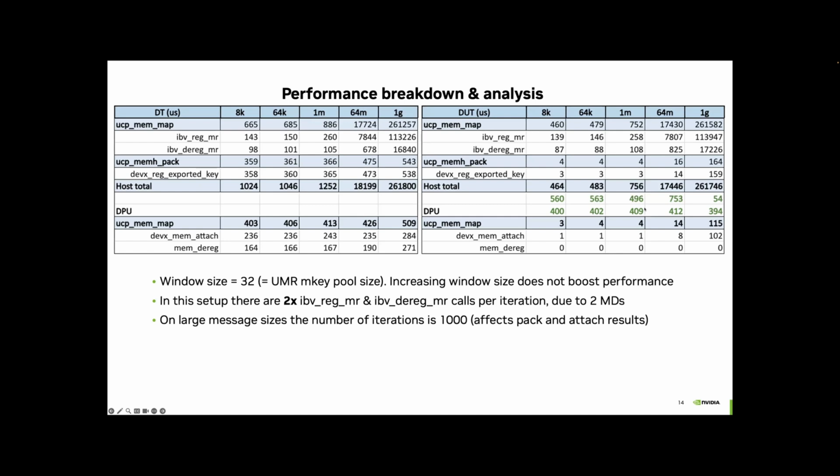And the picture is almost identical on the GPU side, where we measure the cost of import operation. Basically, you can see that the amortized cost of mem attach is almost zero, because we don't need to create a new memory key each time, and we don't need to destroy it. Sorry, alias. So we don't need to create this alias and destroy the alias. So it's pretty much zero.